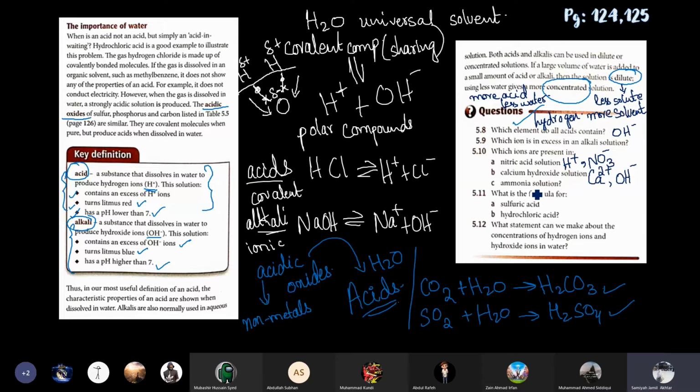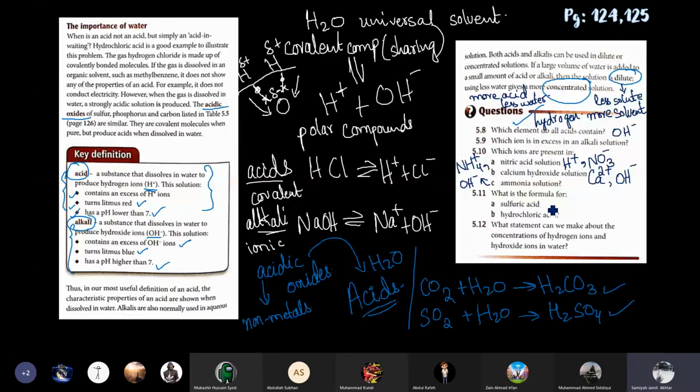Now ammonia solution. Ammonia solution formula, look at the back and tell me. Ammonium hydroxide. Ammonia solution is ammonium hydroxide. So one ion is sure, which is OH negative. What will be the other ion? NH4, and the charge will be positive, because OH ions are negative, so NH4 will be positive. These are the ions we get from ammonia solution.